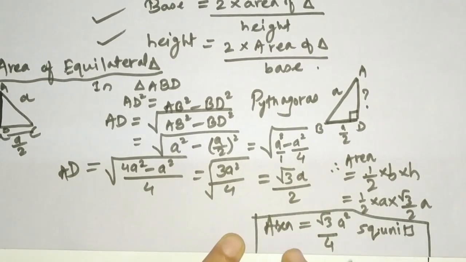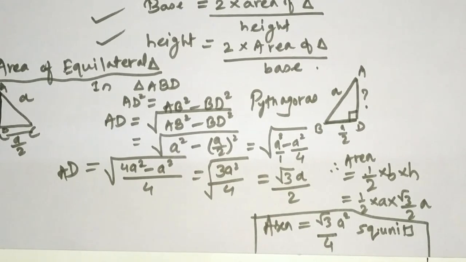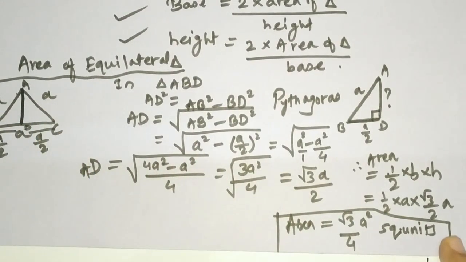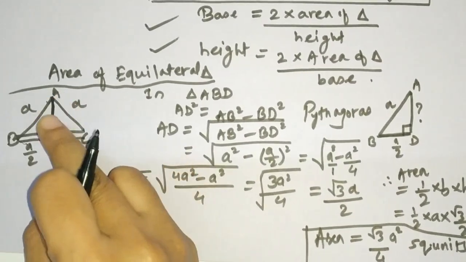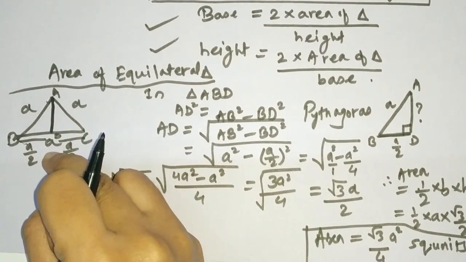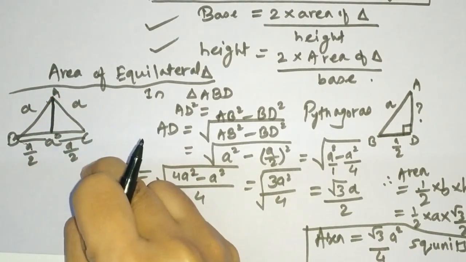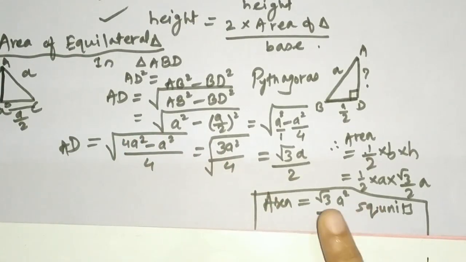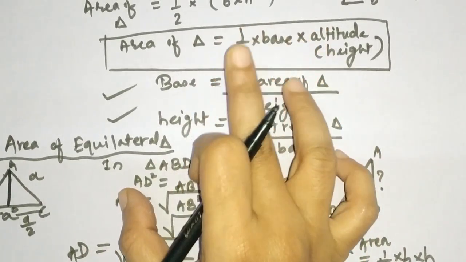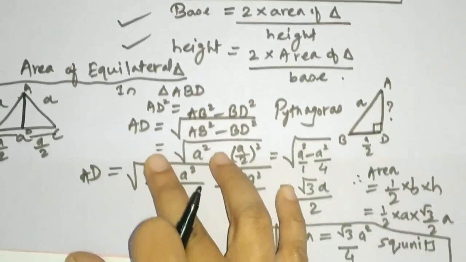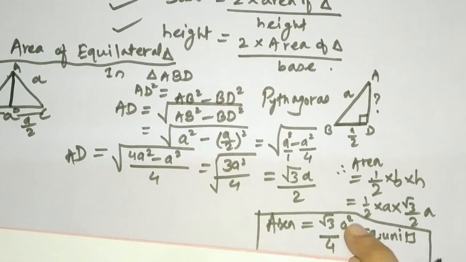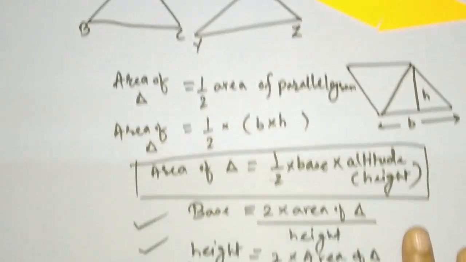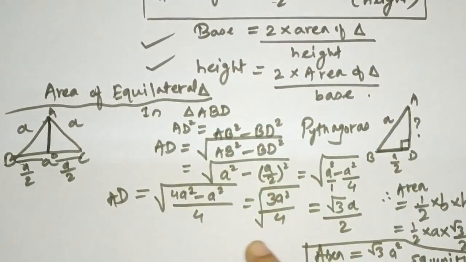So the area of an equilateral triangle is root 3 by 4 A square. A square means side square. A is the side here, and it is in square units. So what we have done: first of all, in the equilateral triangle we have found the height. Already we had the base. So by using height and base in the formula, we got the area of an equilateral triangle. Generally for triangles the area is 1 by 2 base into height, but for an equilateral triangle it is root 3 by 4 A square square units. So in this way we have obtained these formulas for the area of a triangle and the area of an equilateral triangle.